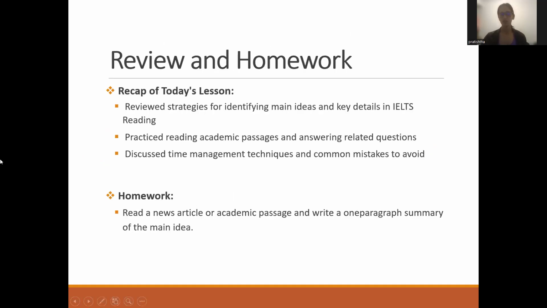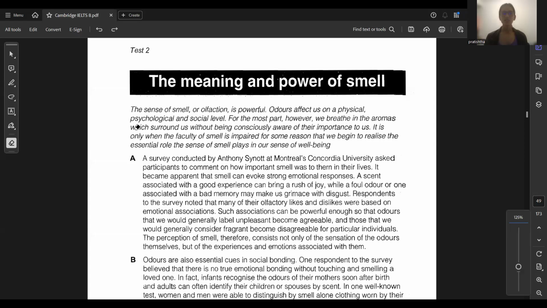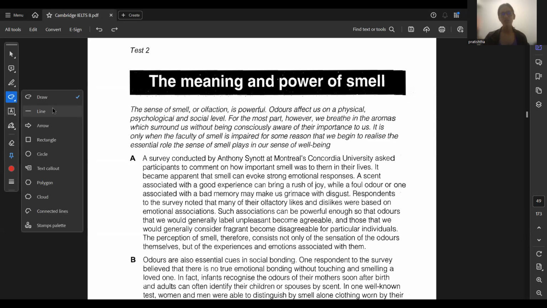Okay, so let us go ahead and read the passage that we had to read. Okay, so this passage is the meaning and power of smell. The sense of smell or olfaction, right? Or again, the meaning has been given right here. Meaning of olfaction is the sense of smell. That's all. It's just given right there, right?